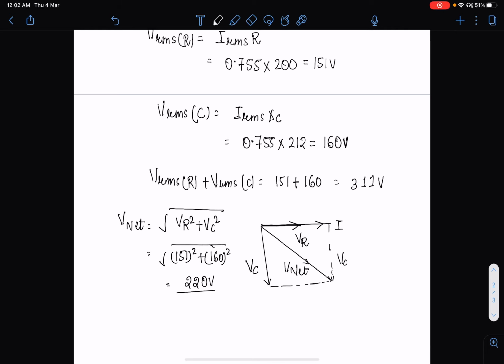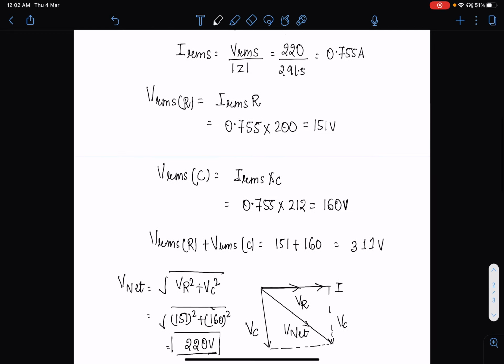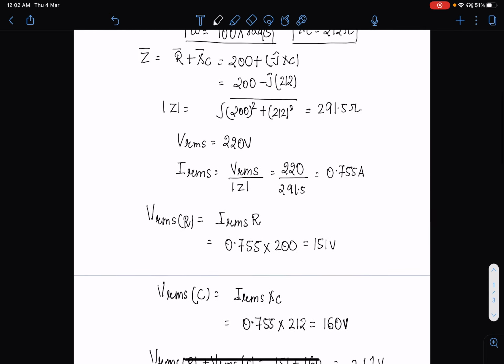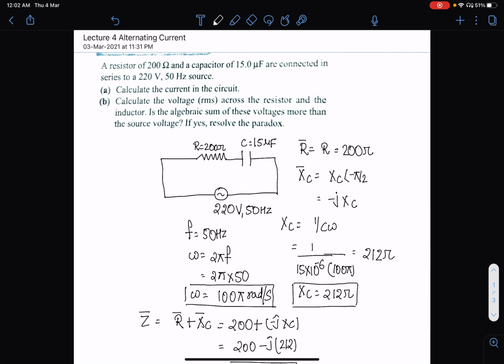So this is how we add the two voltages. We have to take care of phase also, because it is not a simple algebraic addition, right? So we have to take care of the phase difference here, and we know the voltage across the resistor and the voltage across the capacitor are not in the same phase.